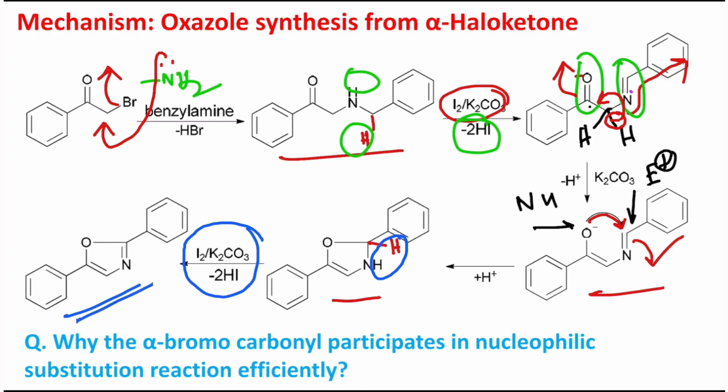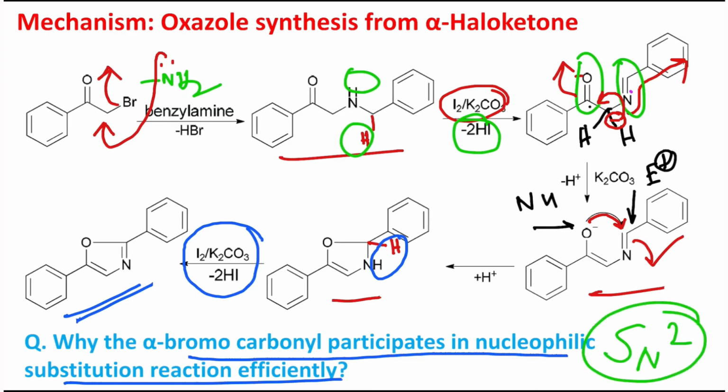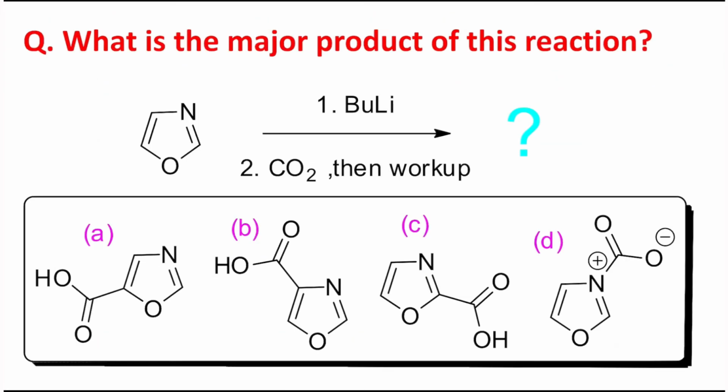Now, I guess you have understood why the alpha bromocarbonyl participates in nucleophilic substitution efficiently, because in this case the SN2 reaction is easier due to the orbital overlap between the sigma star and the nucleophile. So now let's come to the MCQ. What is the major product of this reaction? Now students, in this case I suggest that we solve this MCQ with a different strategy. Let's look at the product.